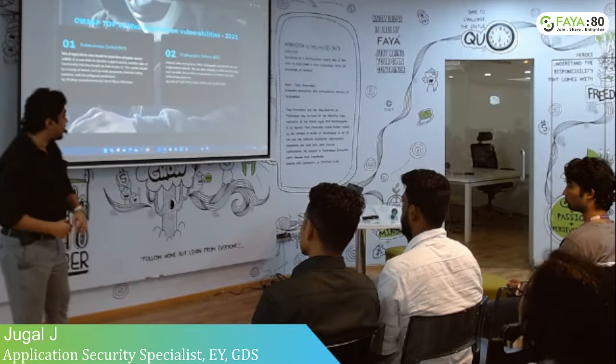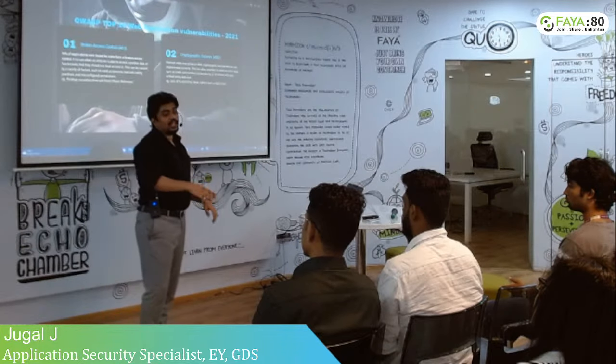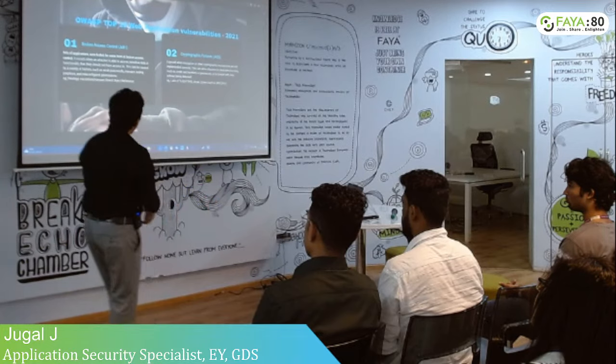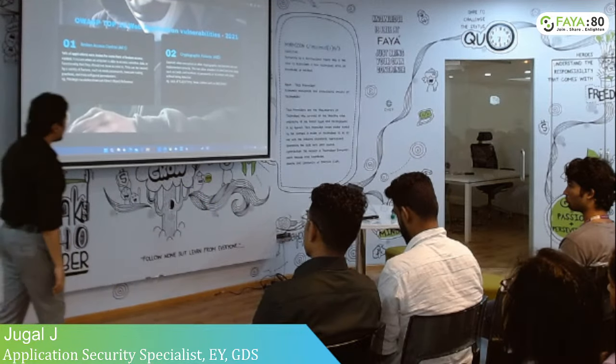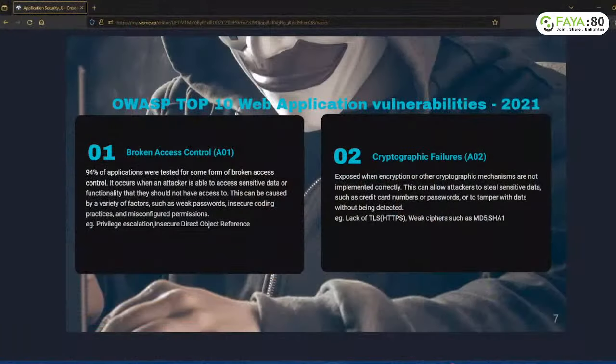Exactly, perfect. That's a typical example of a vertical privilege escalation. We are trying to get more permissions than what you're supposed to be given, right? And then there is something called an insecure direct object reference, or IDOR. In an IDOR, you're trying to access other people's data because the data is stored in a sequential manner, okay?